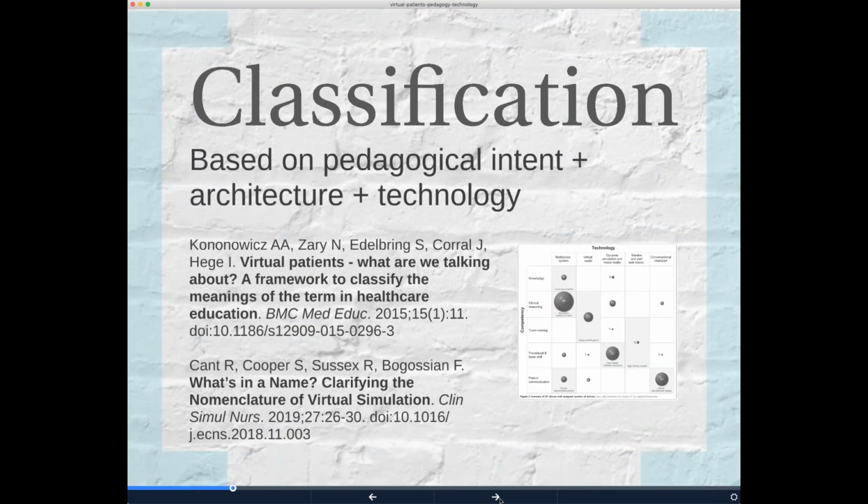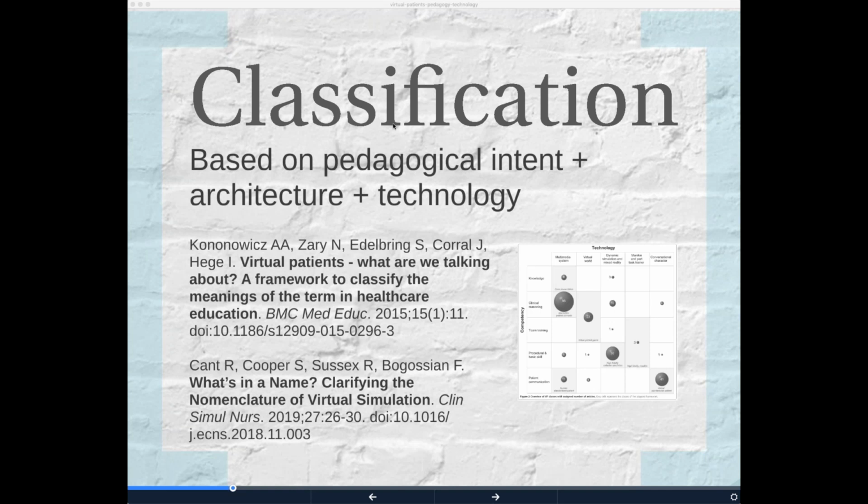So there's been a couple papers published that work on trying to classify these various types of virtual patients. The second paper mentioned there from Kant tries to differentiate different terms used within the world of virtual simulation, including terms like virtual patient, e-simulations, screen-based simulators, and virtual reality. For the purpose of today, what we're really talking about is those virtual patients or screen-based simulators.